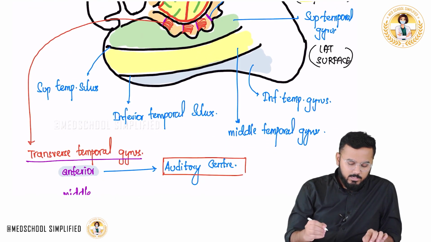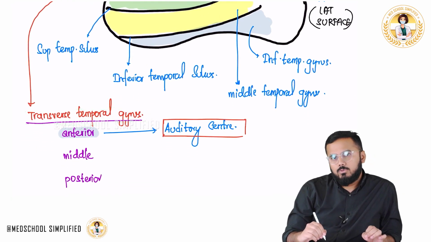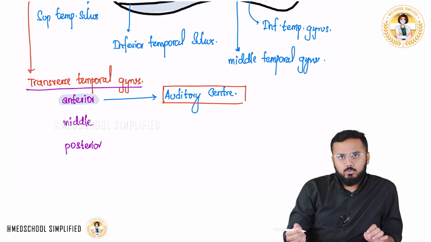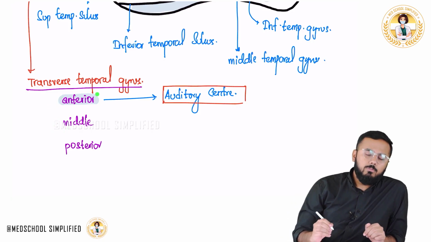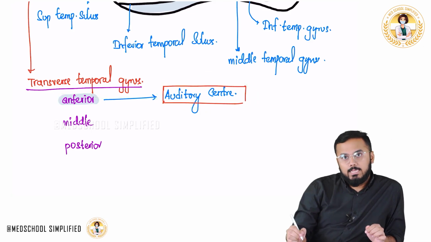Next, we have discussed that we have the transverse temporal gyrus. What are the three different types of transverse temporal gyrus? We have anterior, middle, as well as posterior. Out of that, the very important one is the anterior. Why? Because it has your auditory center in it.